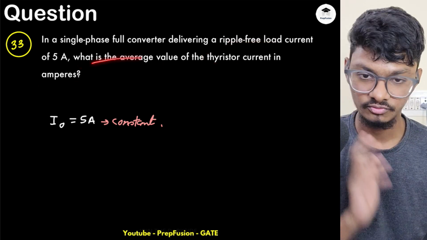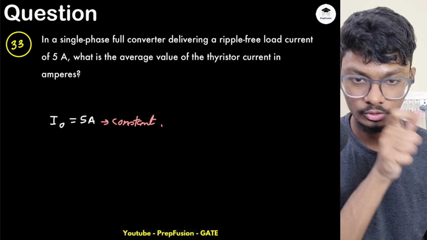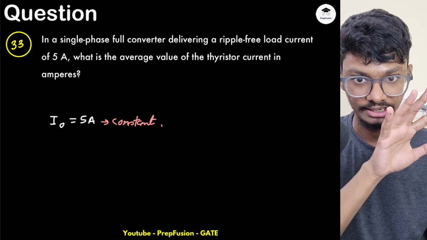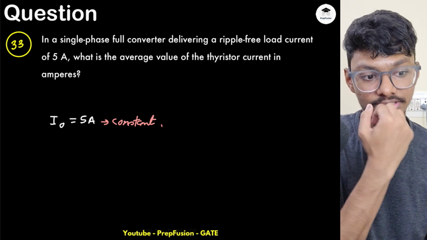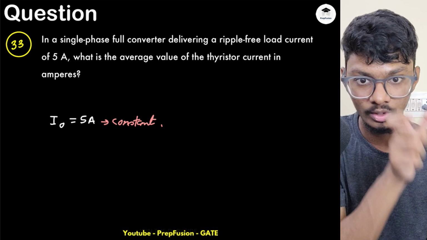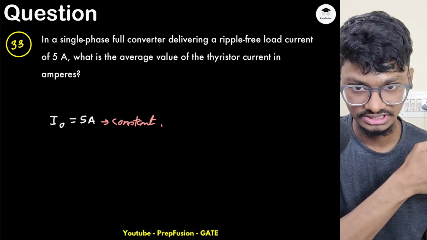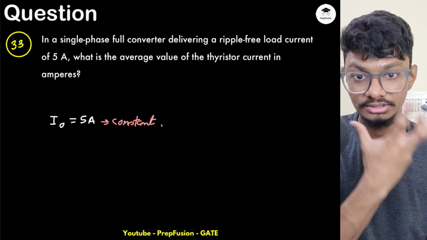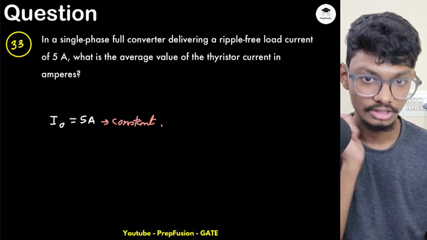For a single phase full converter, if the load current is ripple free, the two thyristors together, the natural pair, conduct for a pi cycle. If you remember, in a cycle of 2 pi, they conduct for pi. The second pi is conducted by the other natural pair. So let's say T1 and T2 conduct for a pi period from alpha to pi plus alpha, and then T3 and T4 conduct from pi plus alpha to 2 pi plus alpha. That happens with a ripple free load current in continuous conduction mode.